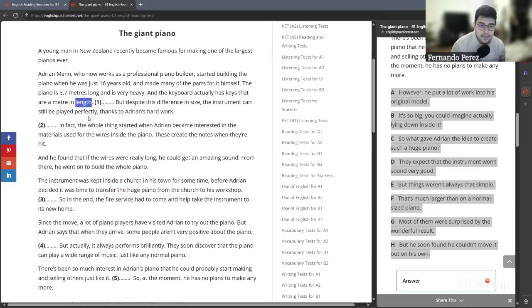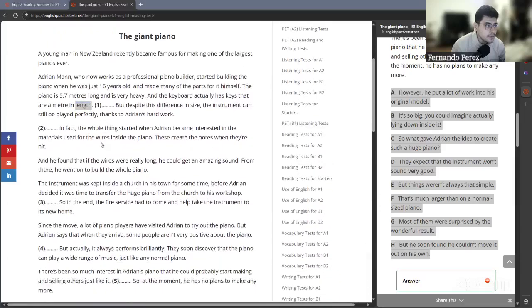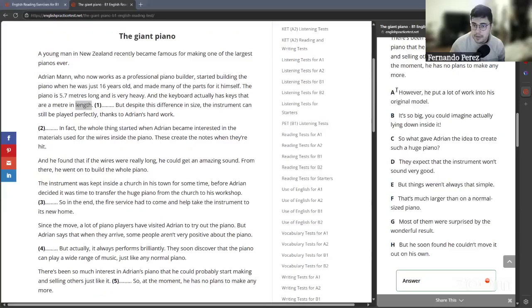Two people agree that it is B. In length. Let me check. However, he put a lot of work into his original model. It's so big you could imagine actually lying down inside it. Okay, B sounds proper. So what gave Adrian the idea to create such a huge piano? Nobody said C, right? No.